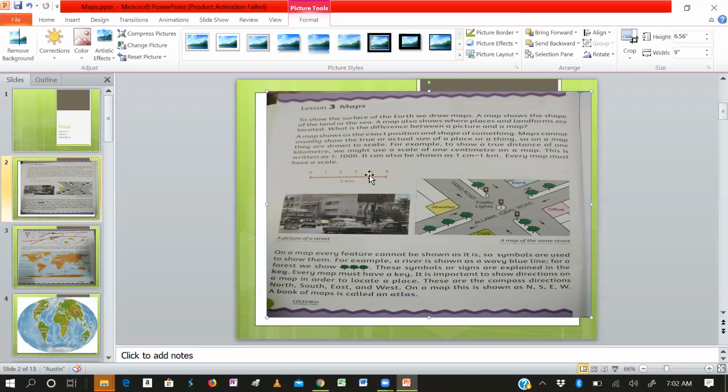On every map you can see this kind of scale, and this scale actually tells us the actual and real size of these things. Though the size is not displayed on this map or diagram, we can know the actual size of these places, or their distance, through this scale.